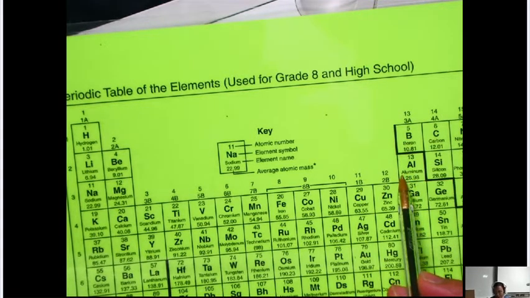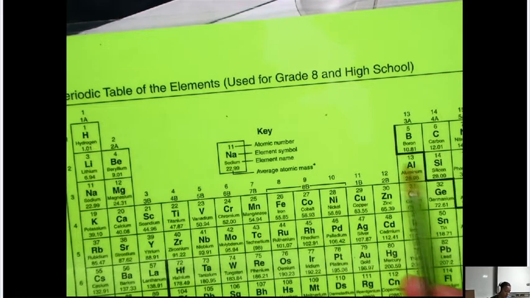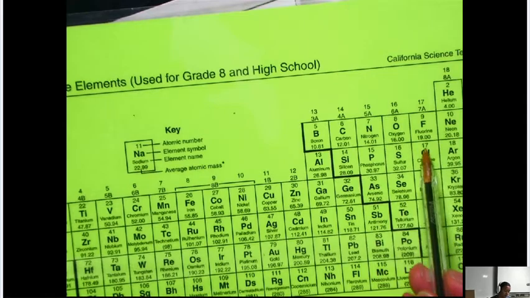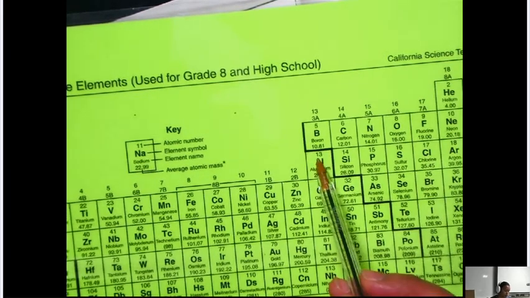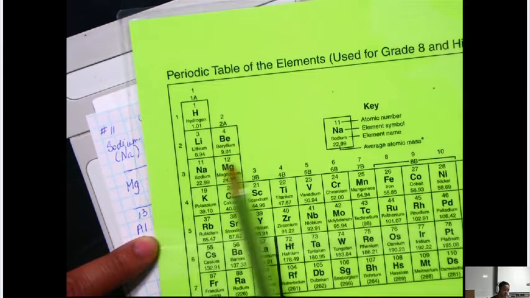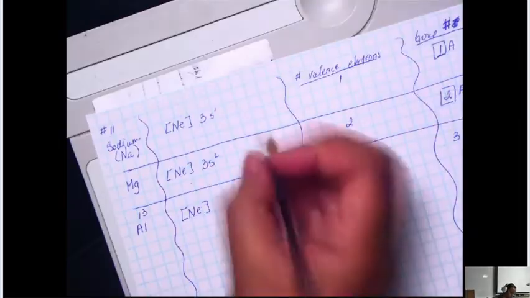Okay, good, so 3P1. These are your P's over here, P1, P2, P3, P4, P5, and P6. Aluminum's a P1. So you know it's going to end on a 3P1. You still need to write the things that came before it. So this was a 3S2 and then a 3P1.